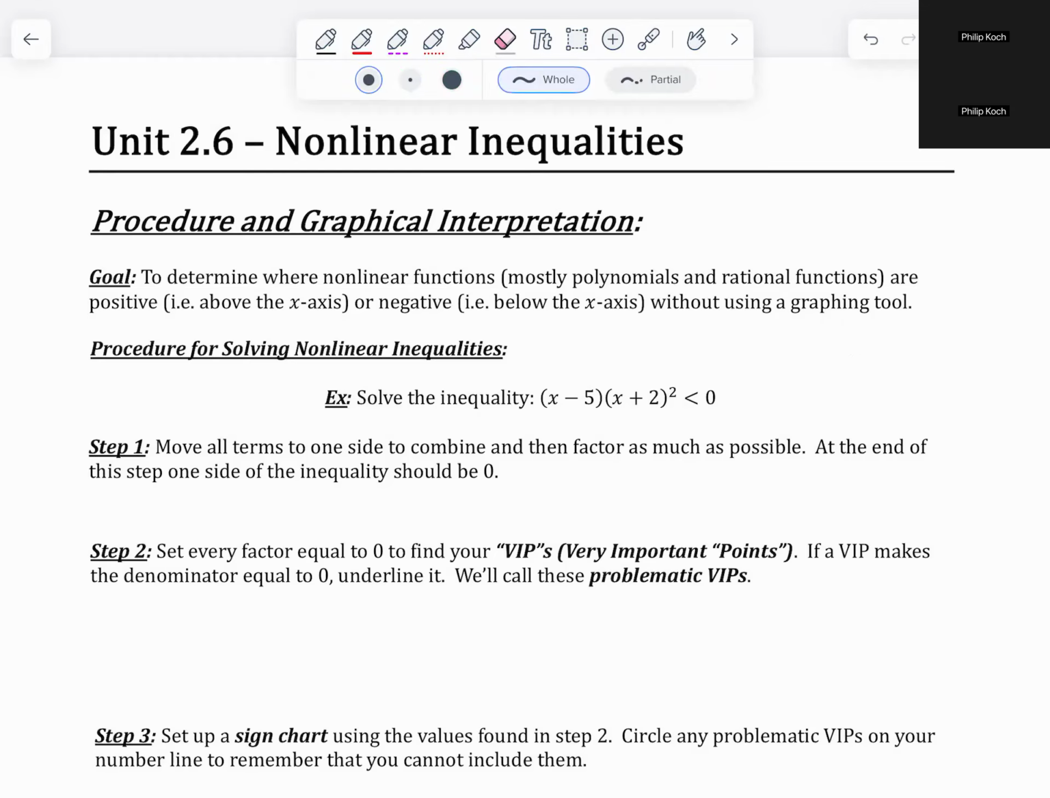So step 1 is you're going to move everything to one side and combine and then factor as much as possible. One side of your inequality should always be 0, just like with the polynomial equation. When we solve polynomial equations, we bring everything to one side and have the other side be 0. So in this example, that's already done for us.